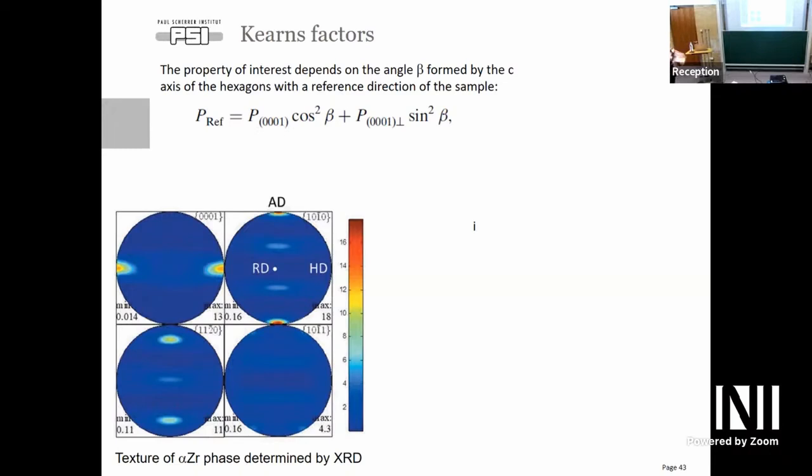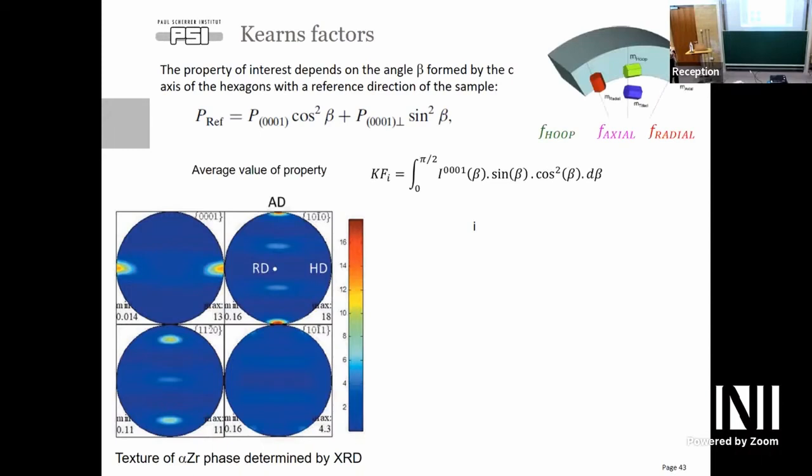But in particular, we not only use this to perform the entire reconstruction of the ODF, we should think about how we can extract some particular component from the ODF. That means there are some properties, in particular in pressure tubes from nuclear power plants, known as Kearns factors, and they are basically the way that we can describe a property as a function of the texture. So if we have a property that we want to fit, for example elastic deformation or whatever, the property of reference would be written as the sum of these two components.